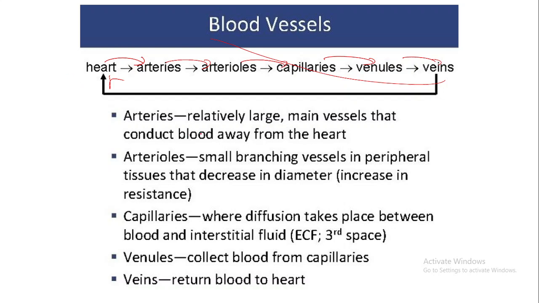Arteries are relatively large main vessels that conduct blood away from the heart. Arterioles are small branching vessels in peripheral tissue that decrease in diameter and increase in resistance. In capillaries, diffusion takes place between blood and interstitial fluid. Venules collect blood from capillaries and veins return blood to the heart.